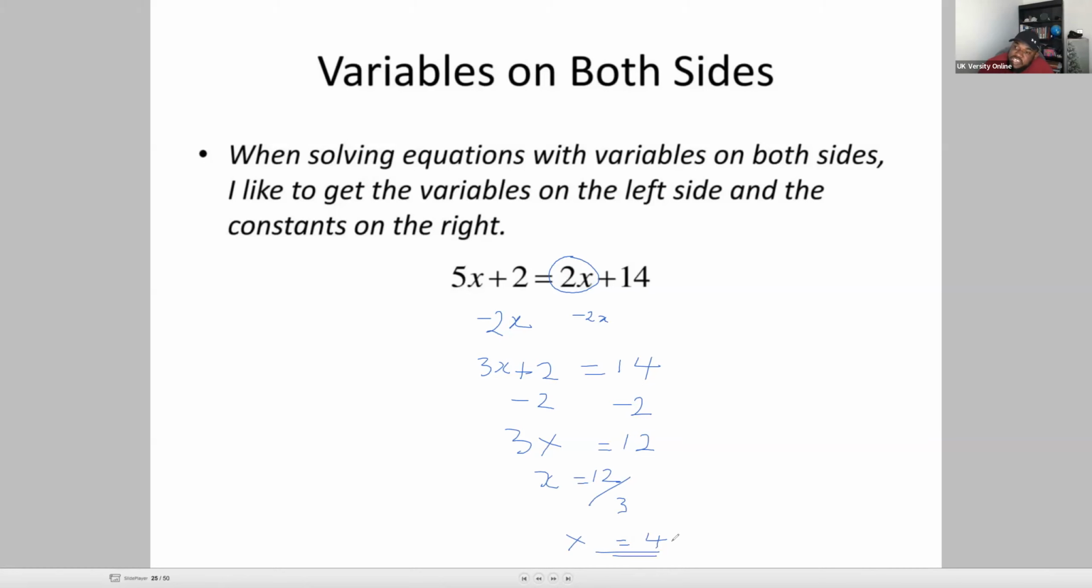If you want to check if your answer is correct, just do 5 times 4 is 20, 20 plus 2 is 22. 2 times 4 is 8, 8 plus 2 times 2, which is 4, gives you 22. Can you see? 22 equals 22. So we know that x is 4. It's very easy, just make sure that you are patient with this.